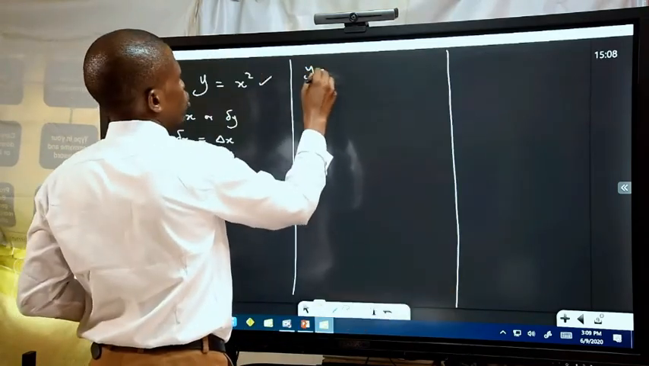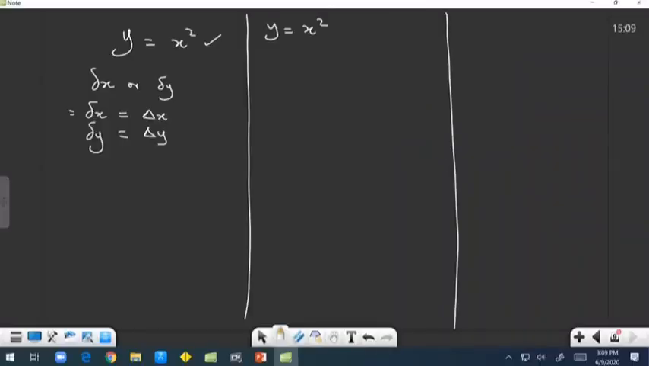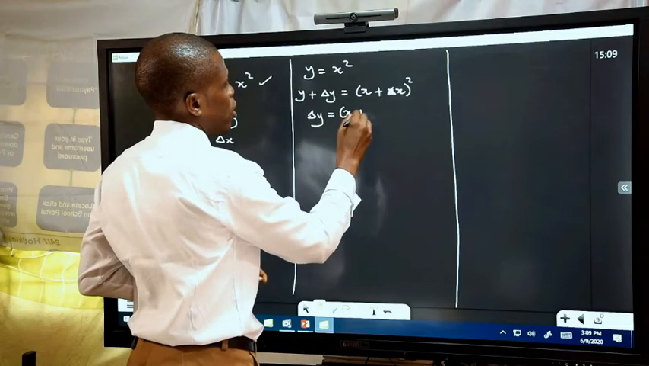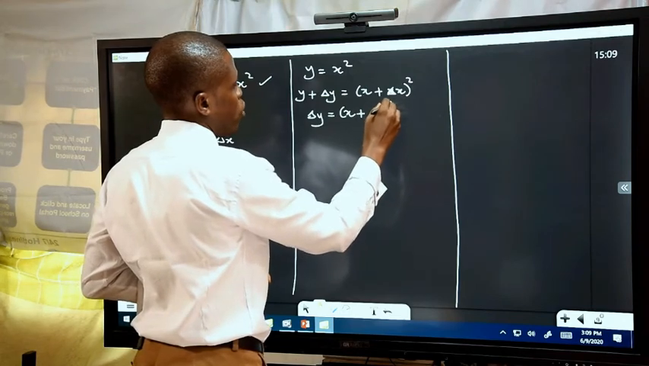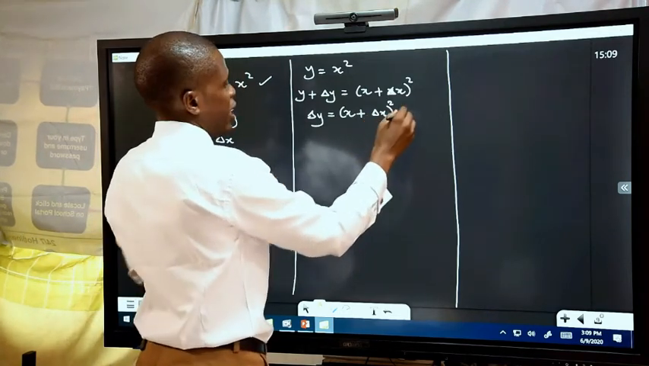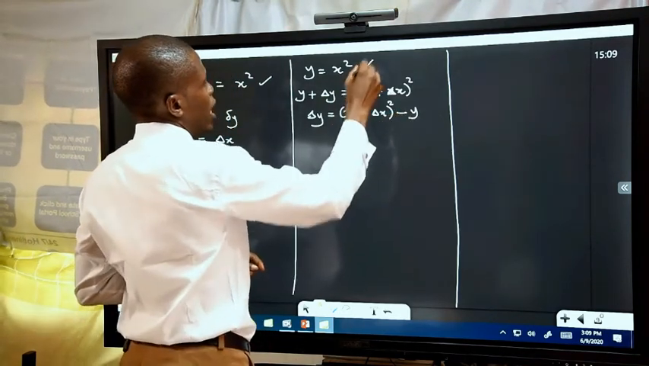So we have y equal to x squared. When we introduce the small change in y, that means y plus delta y is equal to x plus delta x all squared. Simplify this. You can make delta y the subject of the formula. Delta y is equal to x plus delta x all squared, subtract y. Remember that your y equal to x squared.